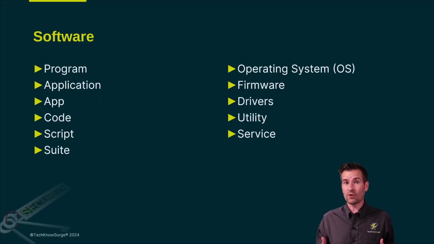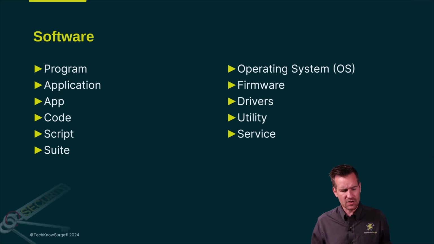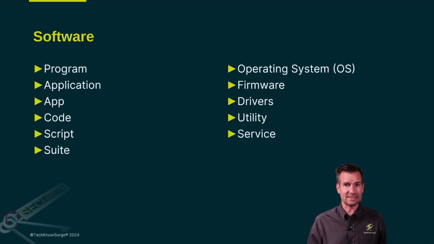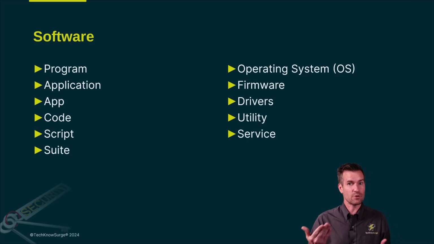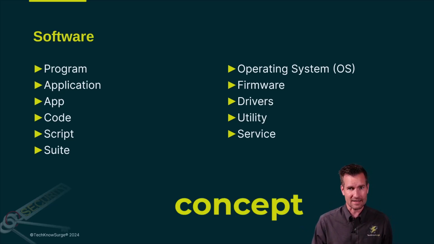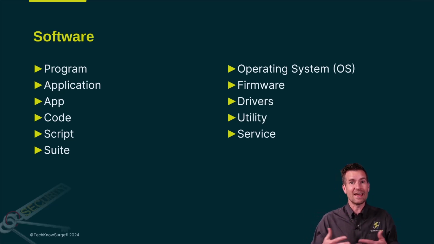Now, you might have encountered a lot of different names for software. A program, an application, an app, a code, script, a suite, operating systems, firmware, drivers, utilities, services. A lot of these overlap in their meaning, while some of them are completely different. Some of them have vague meanings, while some are very specific. So really, we don't need to know in depth what each one of these are, but we need to understand the concepts when it comes to software. So we're going to get more into some of the different names here and what they mean.